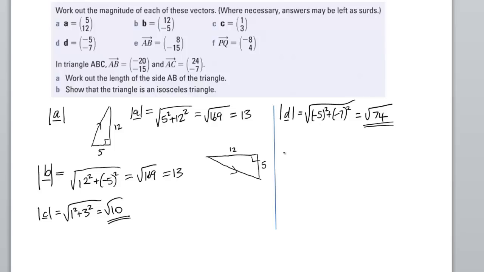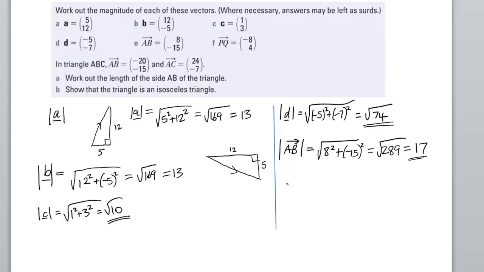Part E, the magnitude of the vector AB. Remember, this just means the vector, if you had points A and B, this would represent the translation to get from point A to point B, but we're just dealing with vectors without reference to a diagram at the moment. So it's the square root of the square of 8 plus the square of 15, which is root 289, which happens to be 17.